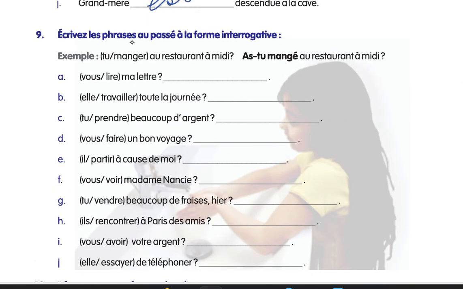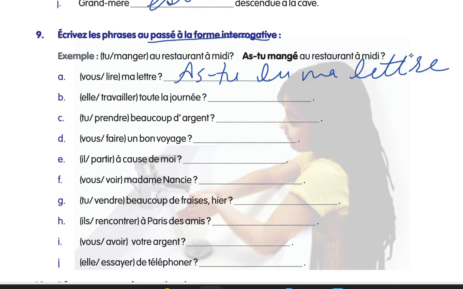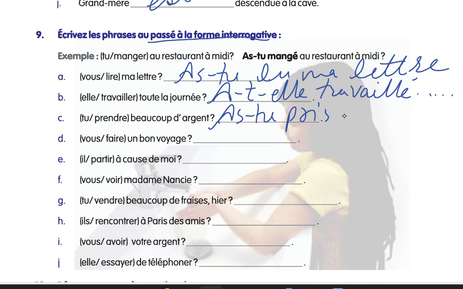Okay. Écrivez les phrases au passé composé à la forme négative. We have to make them negative. Again, students, you know the verb will come first. As-tu lu ma lettre, a-t-elle travaillé toute la journée? As-tu pris beaucoup d'argent? Okay. That is, avez-vous fait un voyage?